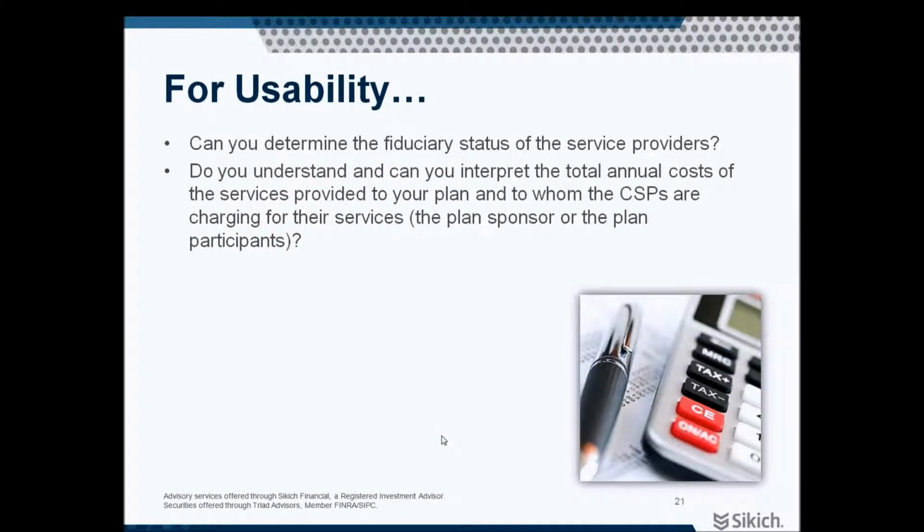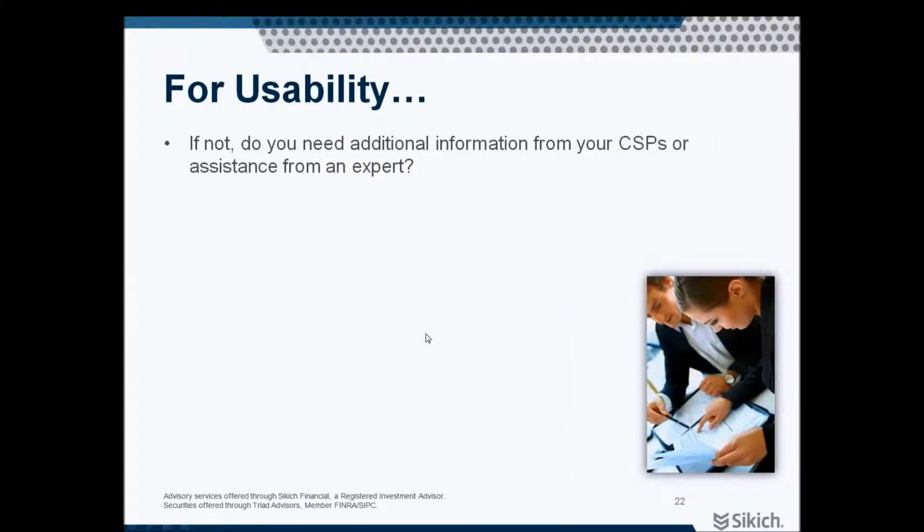For usability, make sure that you can determine the fiduciary status of the service providers. Do you understand and can you interpret the total annual cost of the services provided to your plan and to whom the covered service providers are charging for their services? Is the plan sponsor paying for a portion of the fees? Are the plan participants bearing the majority of the cost for operating the defined contribution plan? If not, do you need additional information from your vendors or your covered service providers? Or do you feel like you have all the information, but you're not sure exactly how to put it all together? Do you need assistance from an expert?